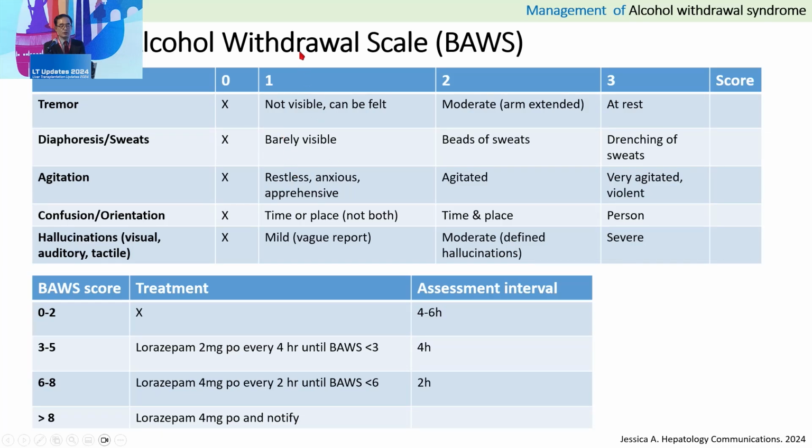The Brief Alcohol Withdrawal Scale, BAWS, helps assess withdrawal severity across 5 key symptoms, scoring each from 0 to 3. Treatment with lorazepam is guided by BAWS score, with more frequent assessments and higher doses for severe cases.